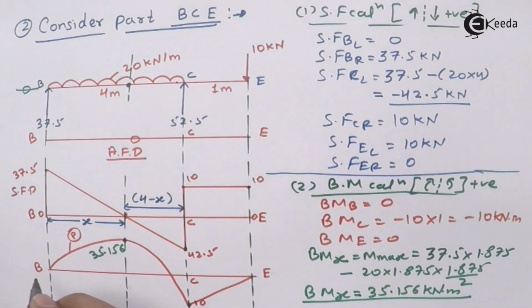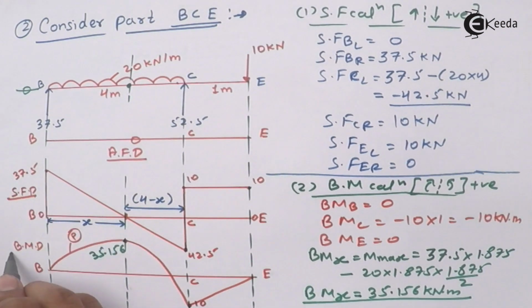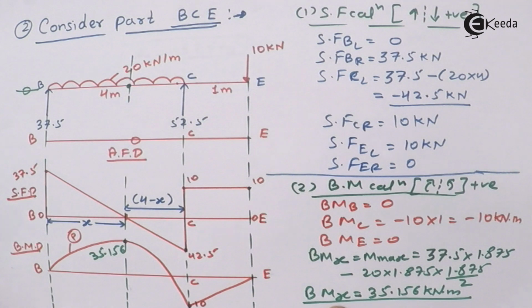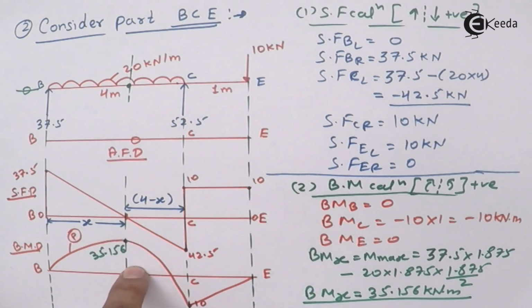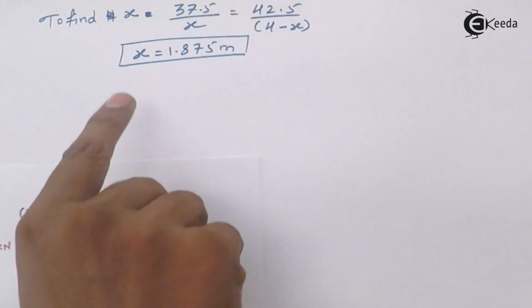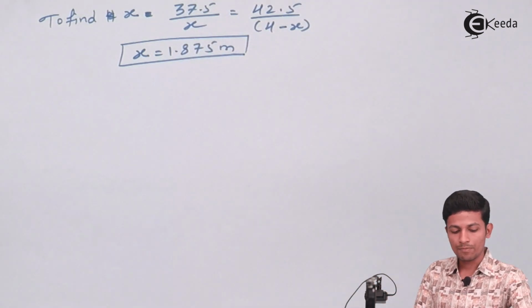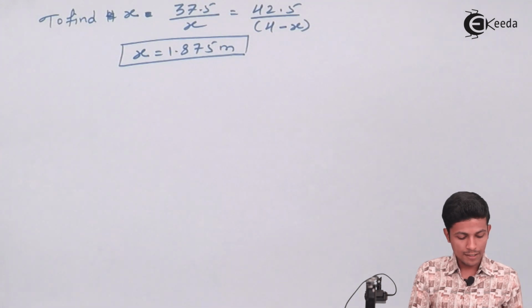Now this is your SFD, this is your BMD, and this is your AFD part. Now we are done with this member B, C and E also. As you remember, students, as you all know, where the shear force is 0, the bending moment is always maximum. For your convenience and satisfaction, always find it. Now see, how will you find x? By similar triangle. Remember these things.